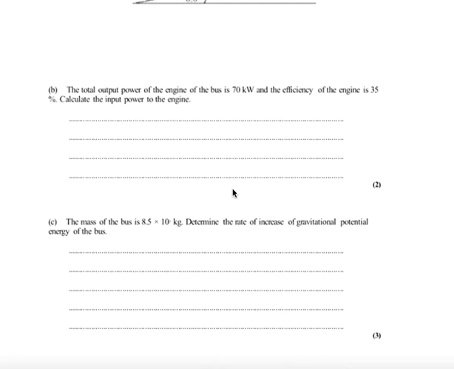The total power output of the engine of the bus is 70 kilowatts. And the efficiency of the engine is 35%. We want to calculate the input power into the engine. Well, we know how to calculate efficiency. It's 100% times the ratio of the output power to the input power.